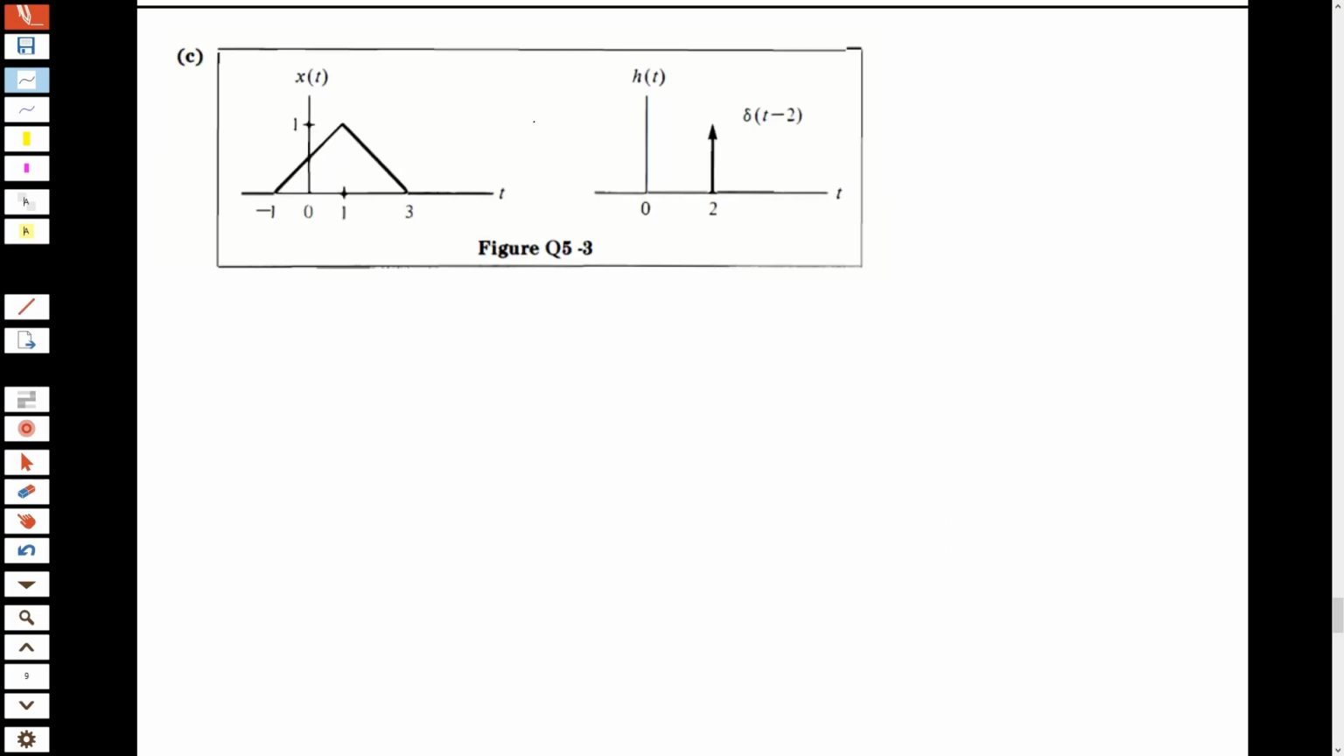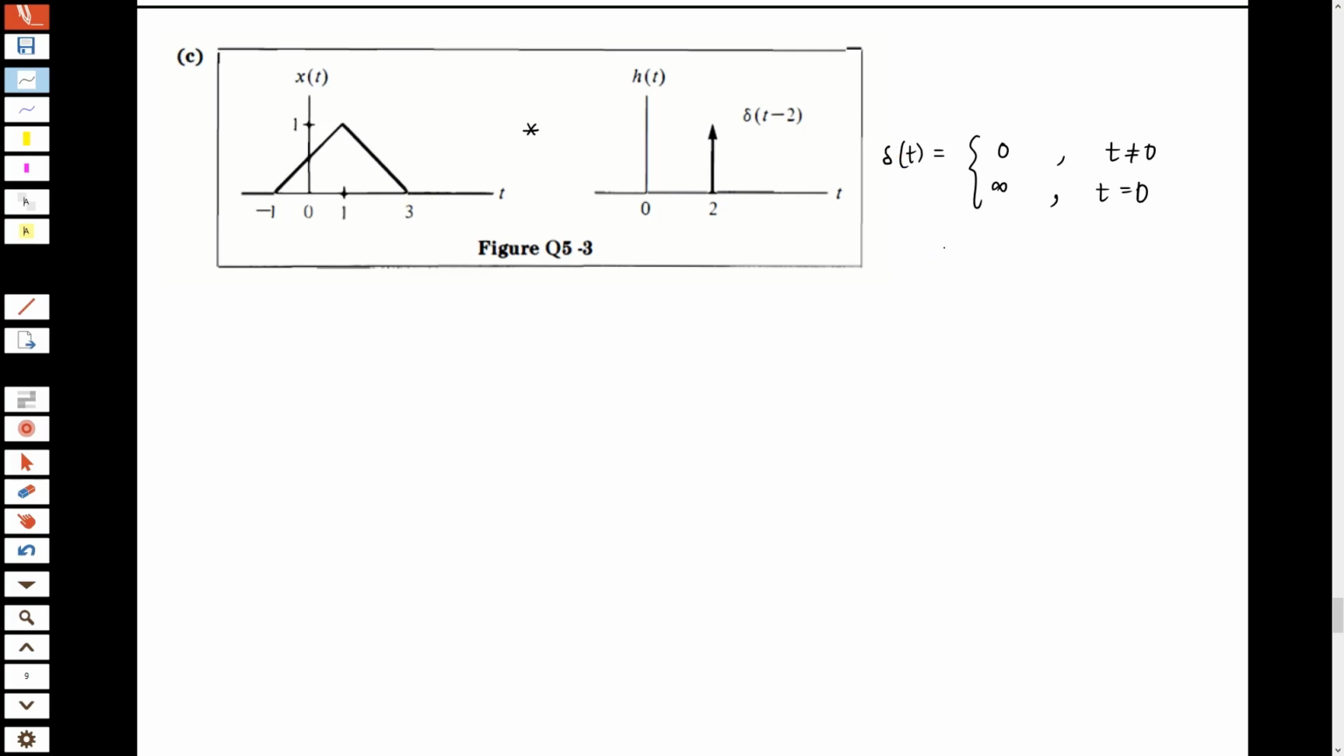Moving to part C, this is very interesting because here we have to find a convolution between a regular signal and a delta function. Now you already know how a delta function is defined. Delta function is 0 for t not equal to 0, and it is infinity at t equal to 0. Infinity or undefined you can say, but a very important property. This is not the complete definition of delta t.